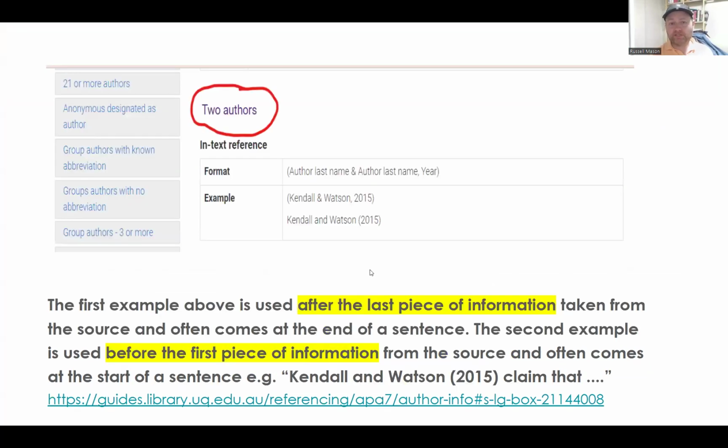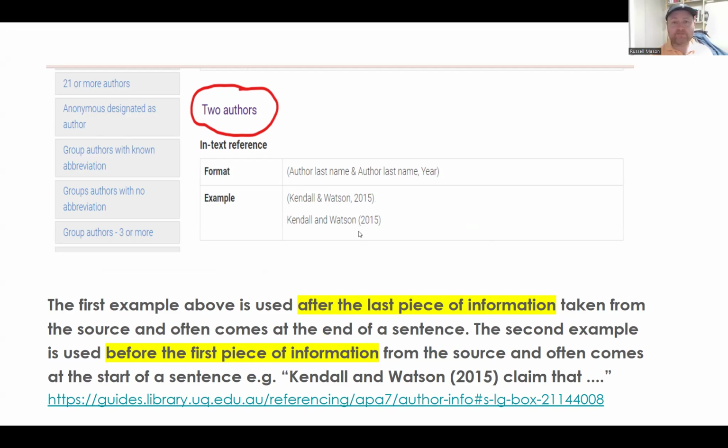If there are two authors and we decide to put it after the last piece of information, then again, this is the first one. So we put it at the end of the sentence, let's say. We put the whole thing inside brackets or parentheses. We use the first family name. We use the and sign. We use the second family name. We put a comma. We leave a space. Then we put the year of publication. Then we put the second bracket or parenthesis. And then if it's the end of the sentence, we need to put the period or full stop at the end of the sentence.